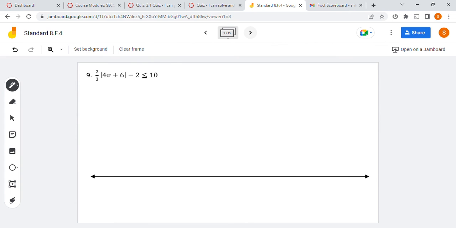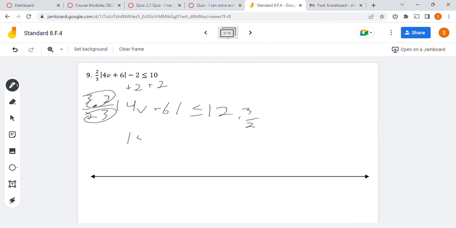And finally, we need to isolate this as well, the absolute value. So we're going to do that by adding 2 to both sides to start with. That will give us 2/3 times the absolute value of 4v plus 6 is less than or equal to 12. And we're going to eliminate this by multiplying by its reciprocal. That would be 3/2. So 3 times 2 is 6, 2 times 3 is 6. Those eliminate each other, end up being 1. Over here we're going to multiply that by 3/2 as well. And we end up with the absolute value of 4v plus 6 is less than or equal to 18.